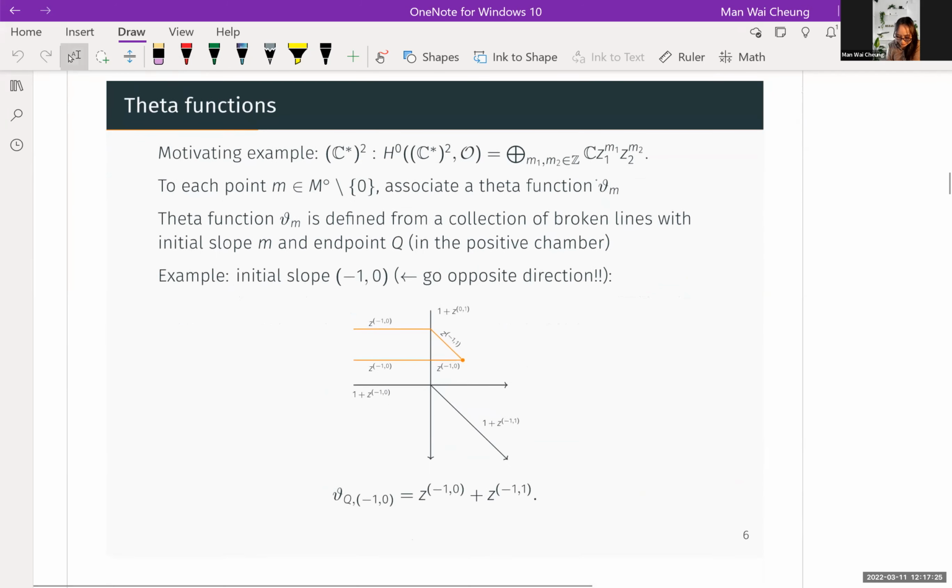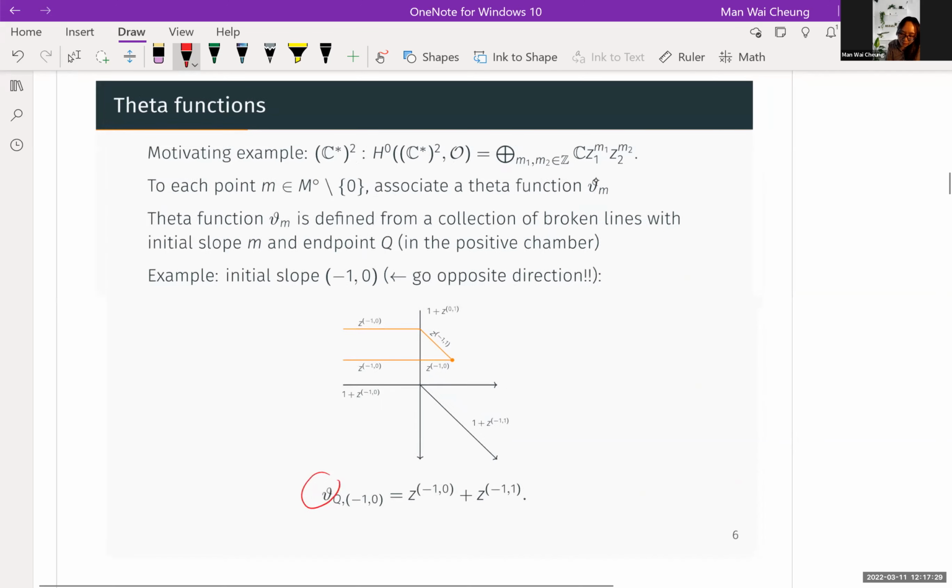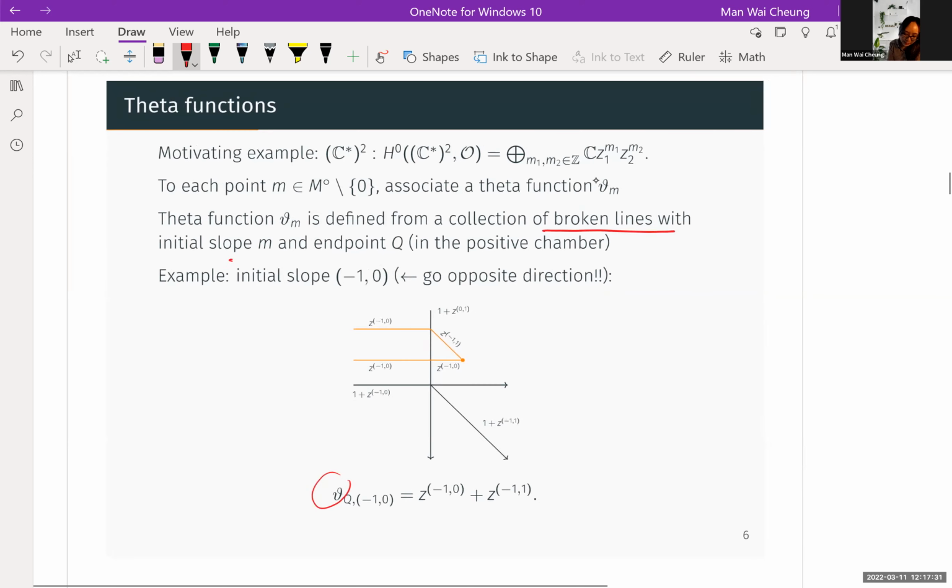So what is a theta function? A theta function is where we look at the collection of all broken lines with this initial slope and the endpoint. And then what we do is we look at the part associated to the endpoint, the monomial or the final piece of linearity associated to this endpoint, and then we sum that all up. So this is the theta function associated to the lattice point -1, 0.